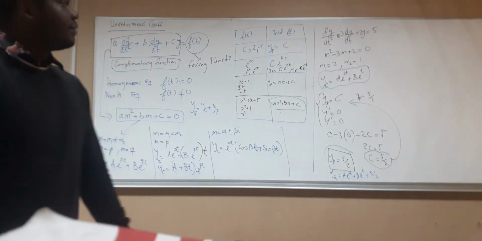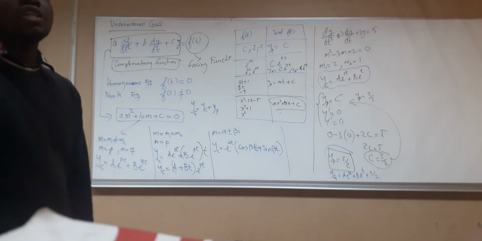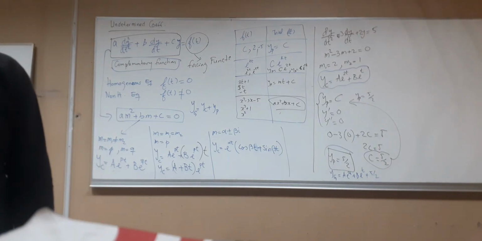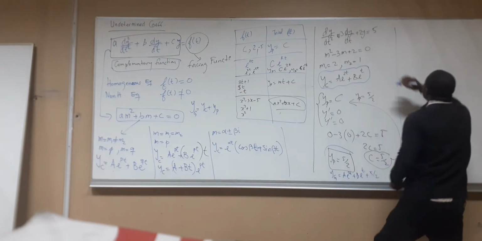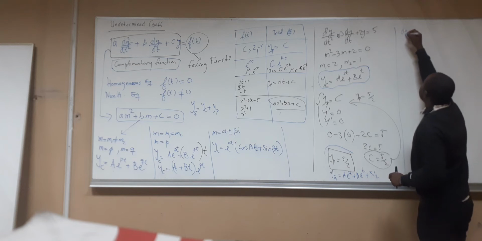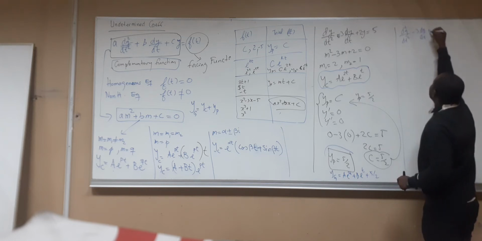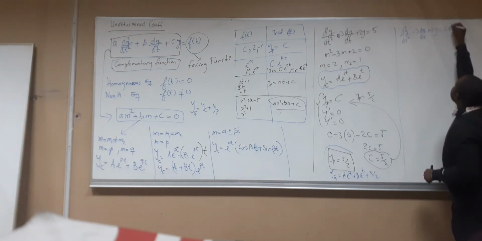So, let's say you have the very same question, but your forcing function is not 5. It is, for example, let's take 2e to the power 3t. Let's say we have the very same question, the second derivative of y minus 3 dy over dt plus 2y, and then this time your forcing function is e to the power 3t.